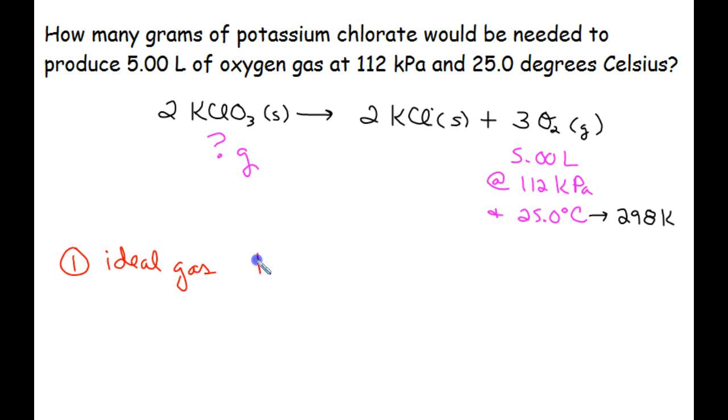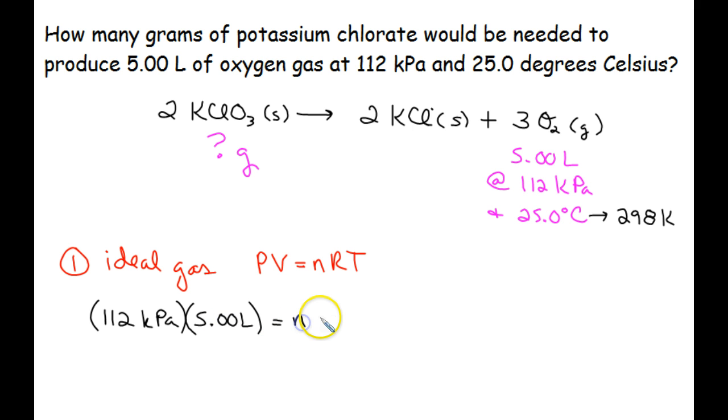Ideal gas, or PV=nRT, as we affectionately call it in my class. So our pressure is in kilopascals. Now, let's see, 112 kPa. Volume is 5 liters. We're looking for n. Now this is where R is a little tricky.